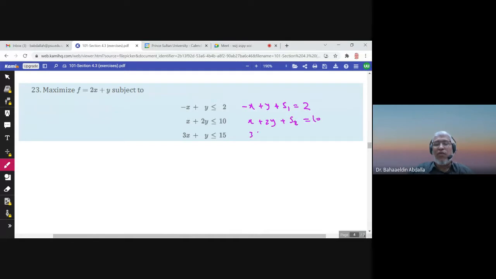We have 3 slack variables in this case because we have 3 inequalities. And rewrite the objective function.